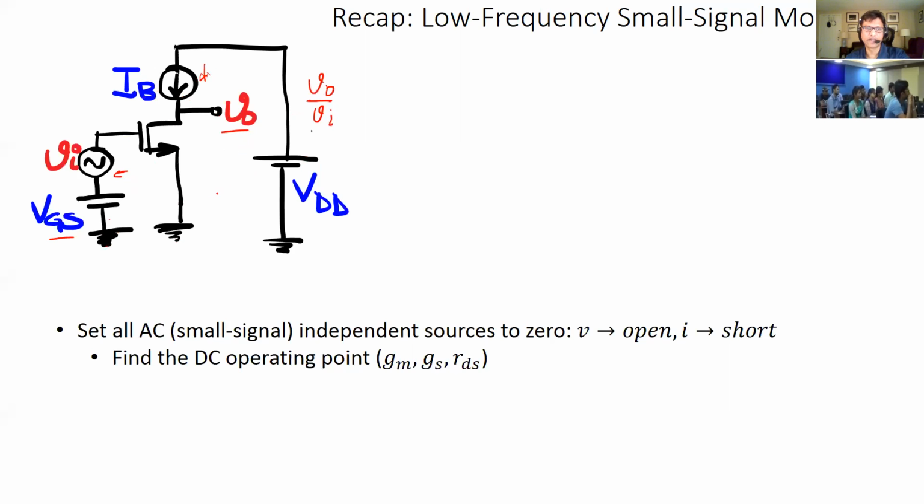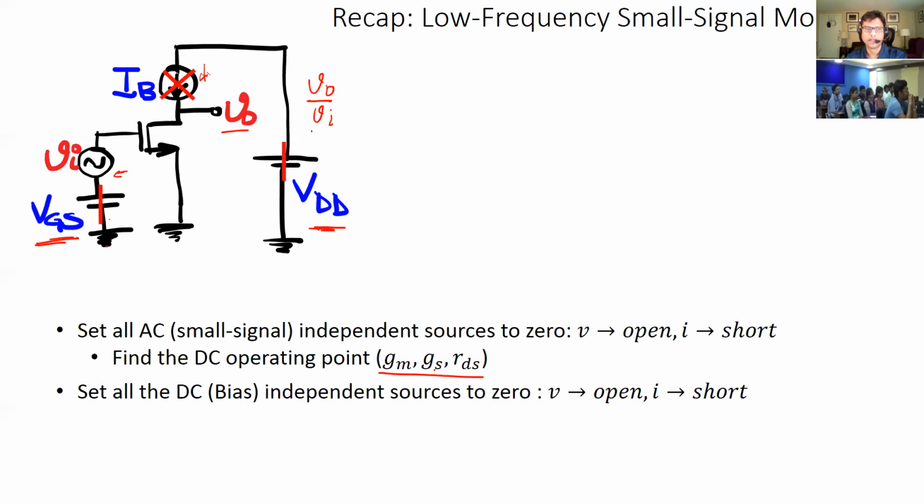If you're trying to find out the small signal response V out over VI, typically what you'll do is find all the small signal parameters for these biases, VGS, VDD, and IB, which will be basically gm, gs, RDS, and so on. That's first. Then you short all the DC sources. Basically you make all independent DC sources 0, which means voltage sources are shorted, current sources are open. You do that.